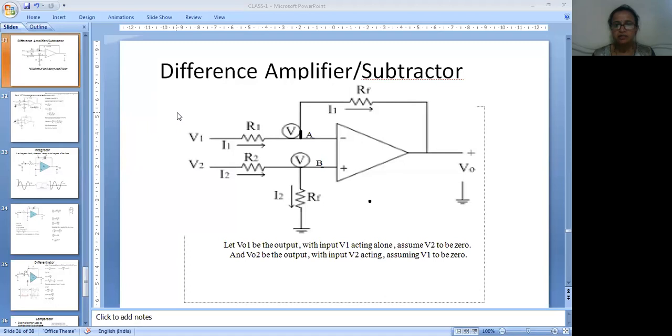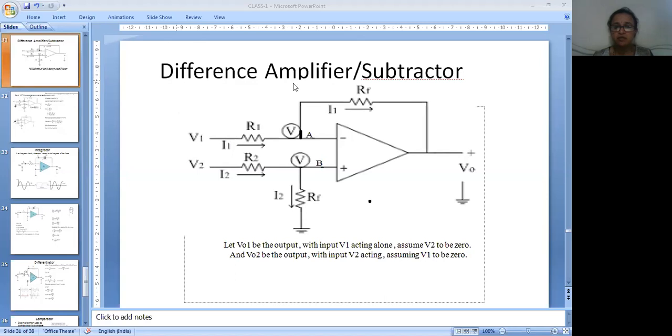Already I have taken many classes on operational amplifier, and I have done the introduction to operational amplifier. Then I discussed the specifications of the parameters that are associated with operational amplifier. Then one by one, I started with the applications of operational amplifier. That is, I did inverting amplifier, non-inverting amplifier, then subtractor, then differentiator, then integrator. So all these are applications.